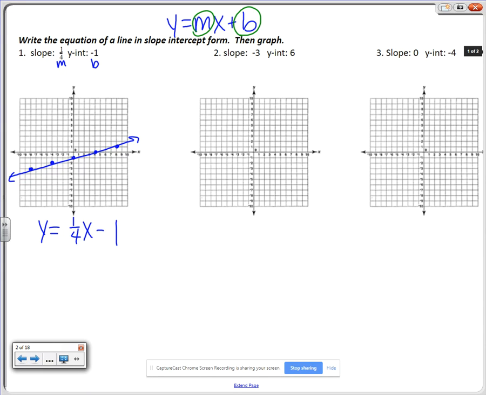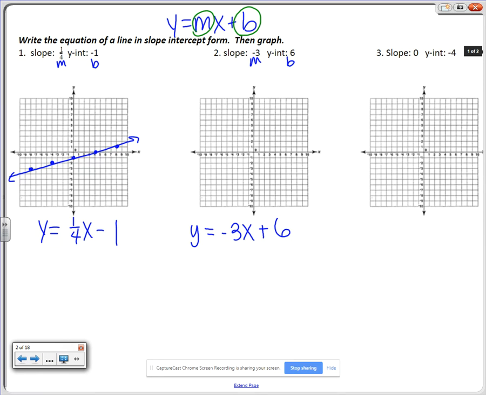Here we go. I told you the slope is -3. What variable is that? And I told you the y-intercept was 6. What variable is that? So then what's the equation of this line? Is everybody following Savannah there? Do you see where that comes from?